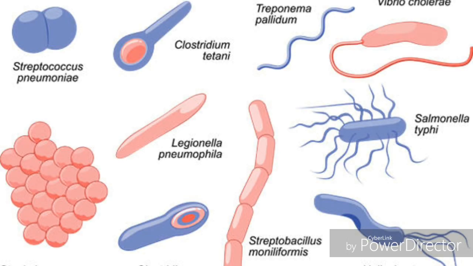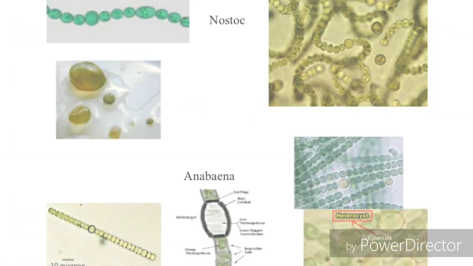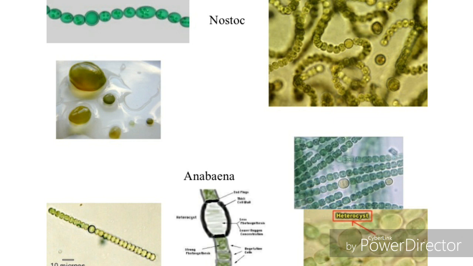Let us see some examples of bacteria: Streptococcus, Clostridium, Salmonella. These are all different kinds of bacterial forms. Here you can see different examples of blue-green algae, Nostoc, Anabaena. They are also called cyanobacteria.